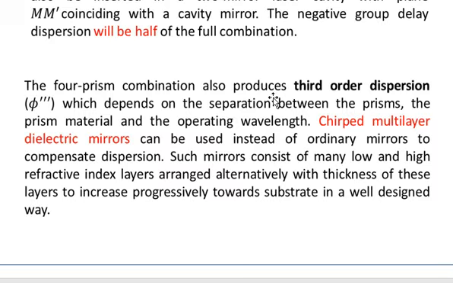The four prism combination also produces third order dispersion phi triple prime, which depends on the separation between the prisms, the prism material, and the operating wavelength. Chirped multi-layer dielectric mirrors can be used instead of ordinary mirrors to compensate dispersion. Such mirrors consist of many low and high refractive index layers arranged alternately, with the thickness of these layers increasing progressively towards the substrate in a well-designed way. So you see that we can also use chirped multi-layer dielectric mirrors to compensate the dispersion.